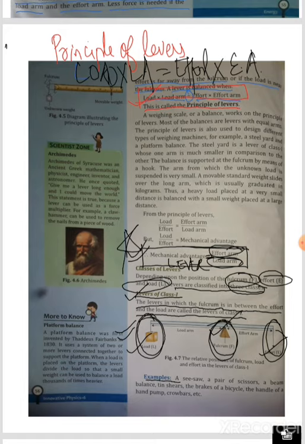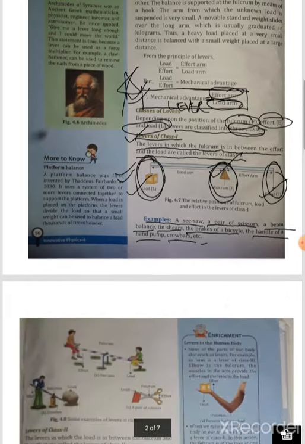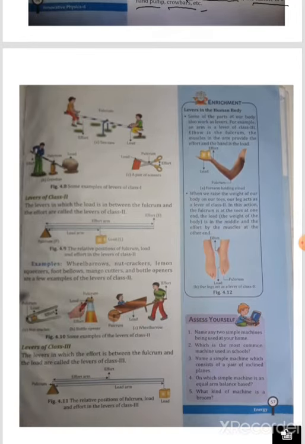Examples are a seesaw, which we have seen and which in Nepali we call chakalik chuklik, a pair of scissors, a beam balance, which is the taraju in a shop, and tin shears, a device to cut tin. Others are the brakes of a bicycle, the handle of a hand pump, crowbars, etc. These are all examples of class 1 levers. You can see the pictures of these examples in your book, on page number 57.